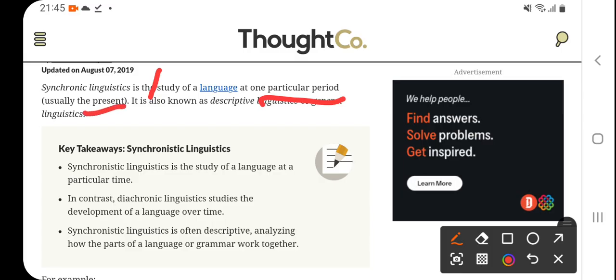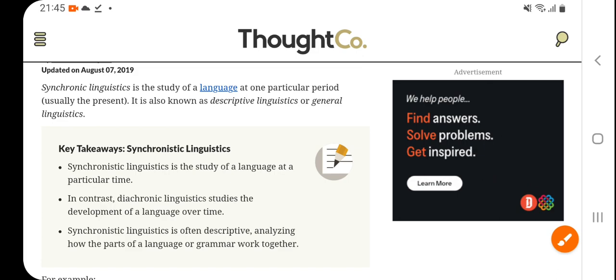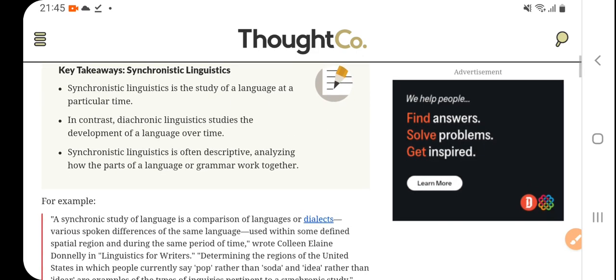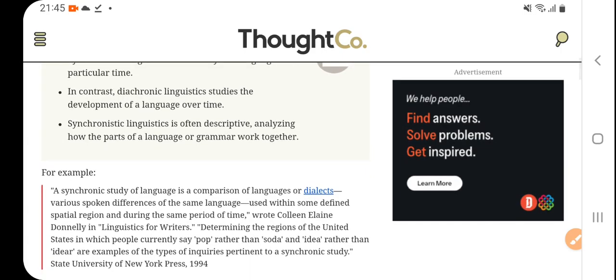Usually the present. It is also known as descriptive linguistics or general linguistics, right? And what is important here, synchronic linguistics is the study of language at a particular time. In contrast, diachronic linguistics studies the development of language over time.